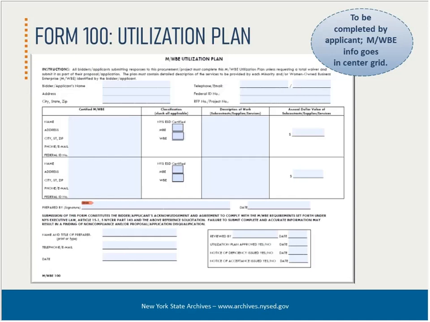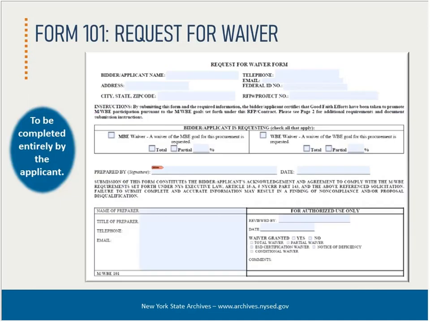Next, we'll examine the forms required for filing for any kind of waiver. If you are requesting either a partial or a full waiver of your MWBE goal, you will need to complete Form 101, Request for Waiver. This form is completed entirely by you, the applicant. Once again, you are the bidder or applicant, so complete the top part of the form with your institution's name, address, telephone or email contact information, FEIN, and project number.